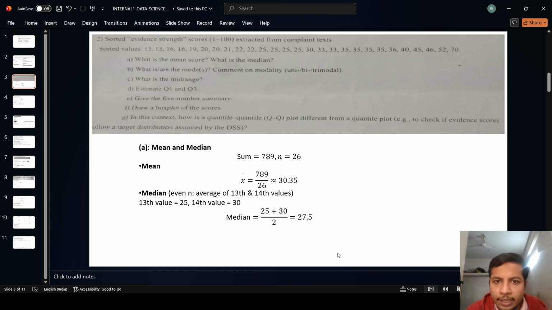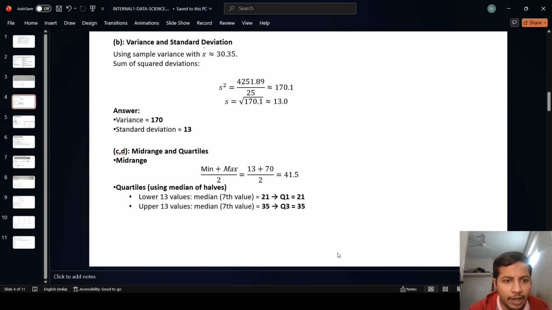Which reads: what are the modes, comment on modality, unimodal, bimodal or trimodal. Then variance and standard deviation using sample variance with mean equal to 30.35 and sum of square deviation. First, the mode is the most repeating value, so whatever is the most repeating value, that will be the mode. Now the sum of squared deviation is equal to 4251.89 divided by 25, which is approximately equal to 170.1. Now s is 13, because root of 170.1 is 13.